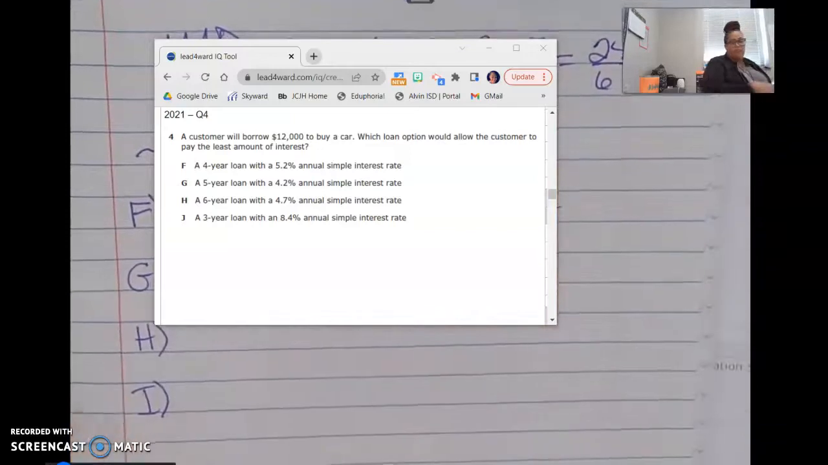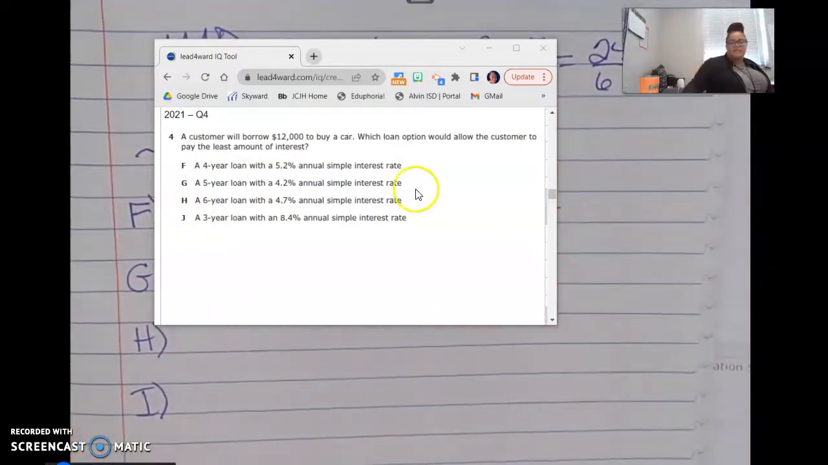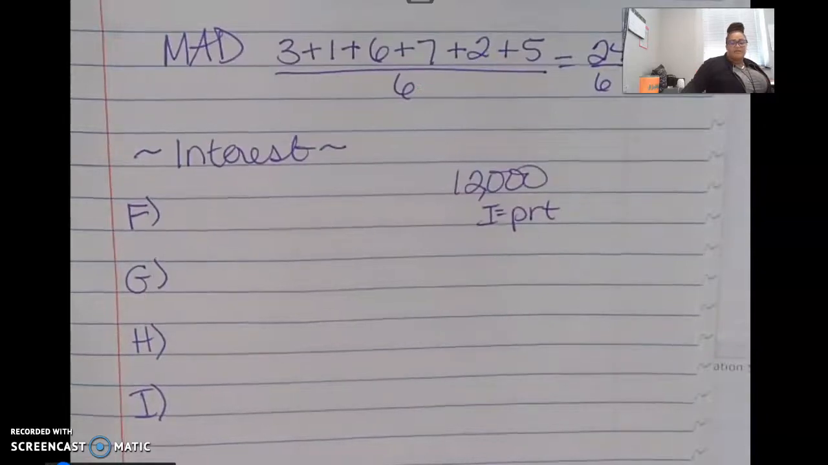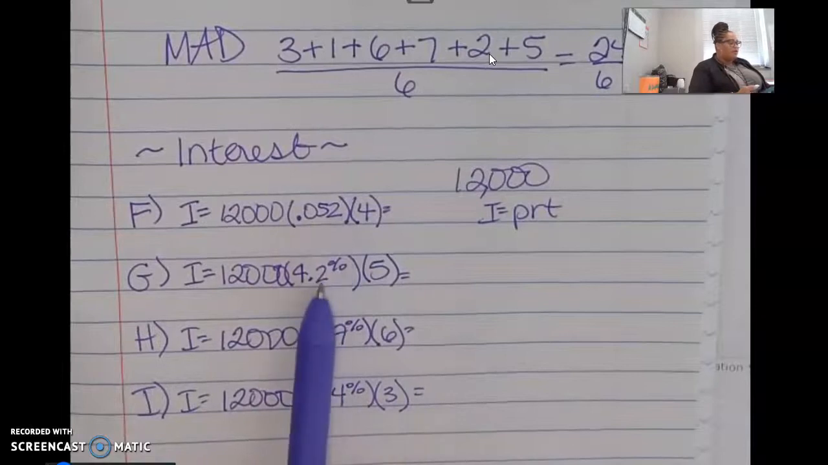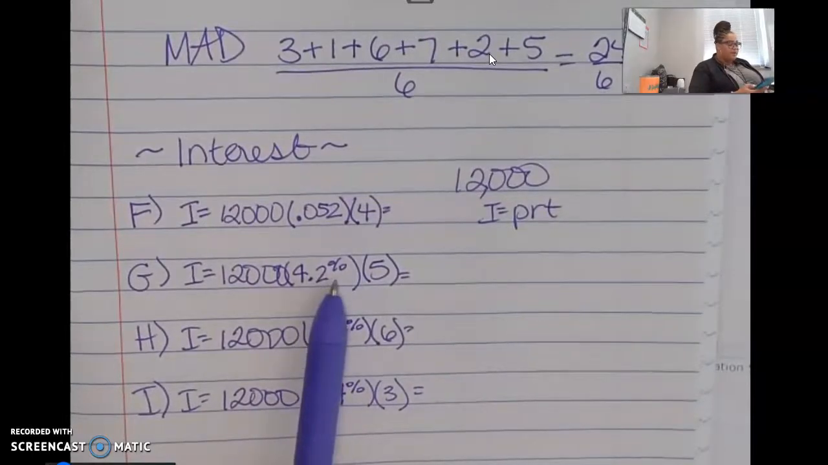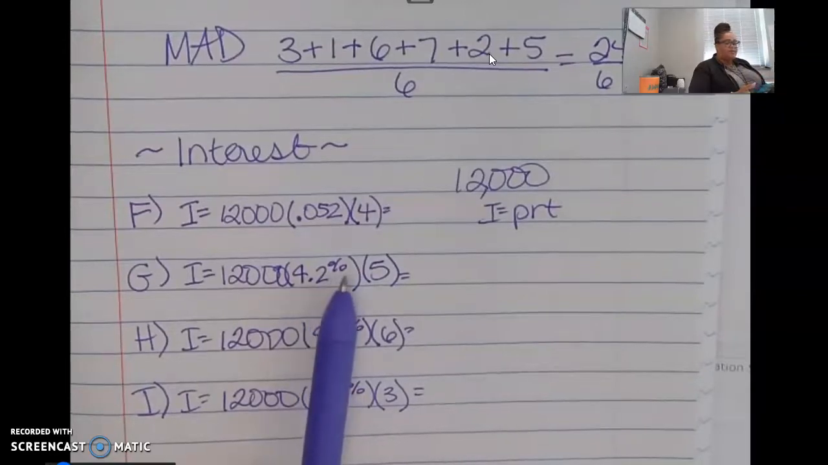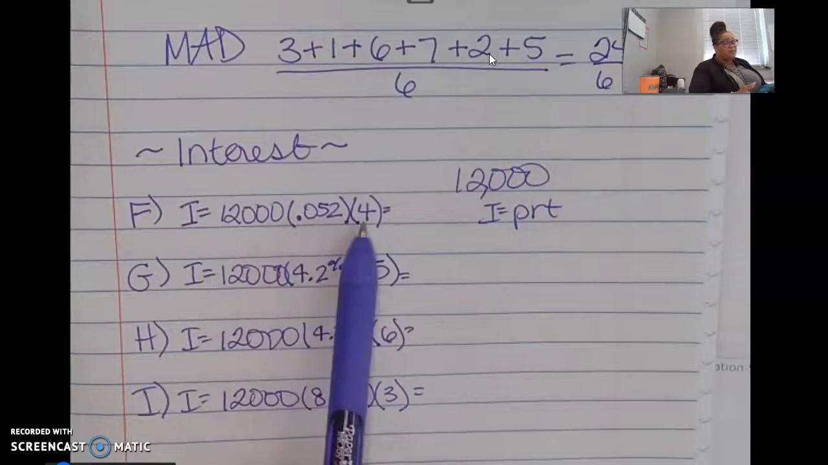Okay, so let's set these up to I equals PRT, and let's find out what I is. In your calculators, I wrote this one as a decimal, but you could use the percent symbol in your calculator. I think the old school TI-84 doesn't have the percent symbol, or if it does, I don't know how to do it.